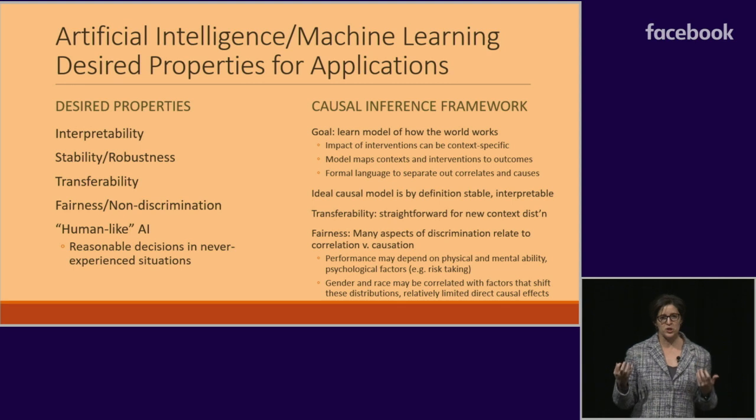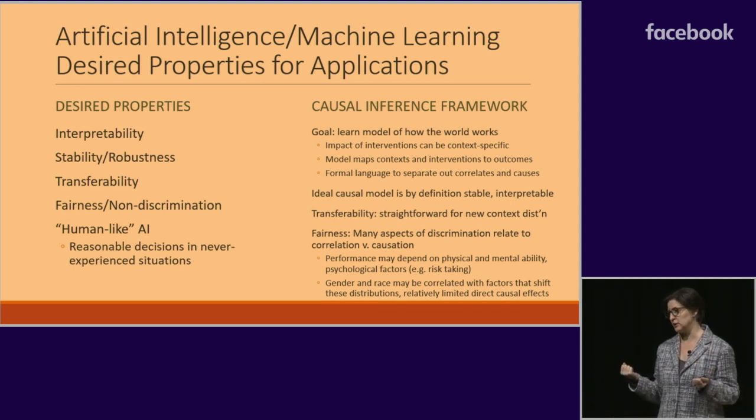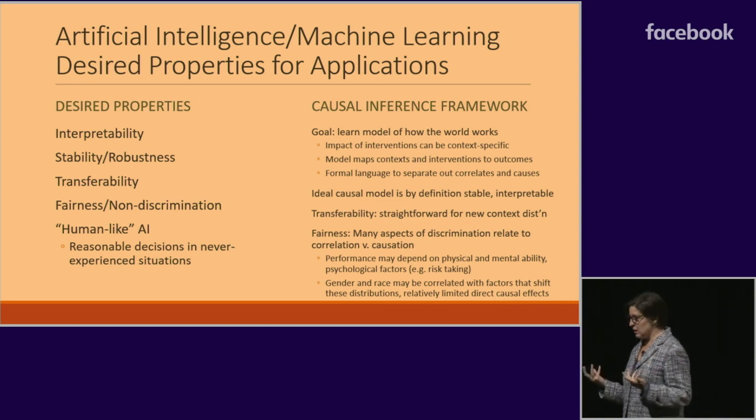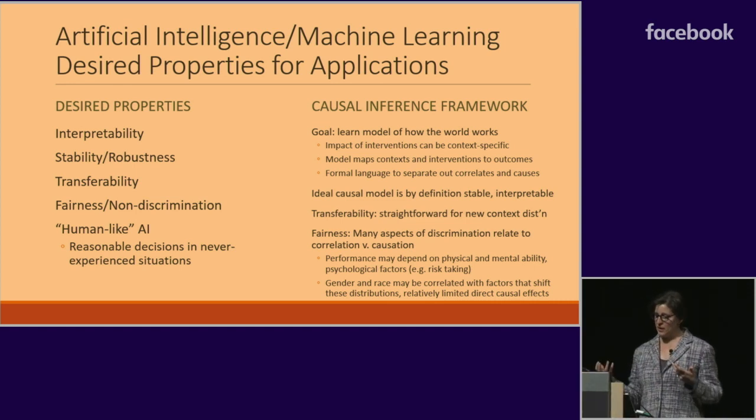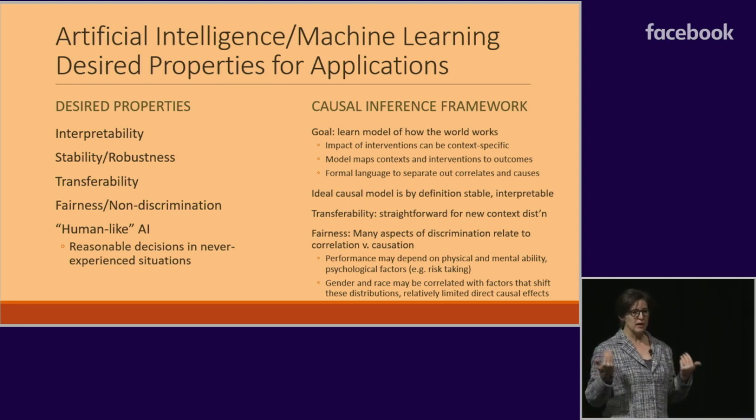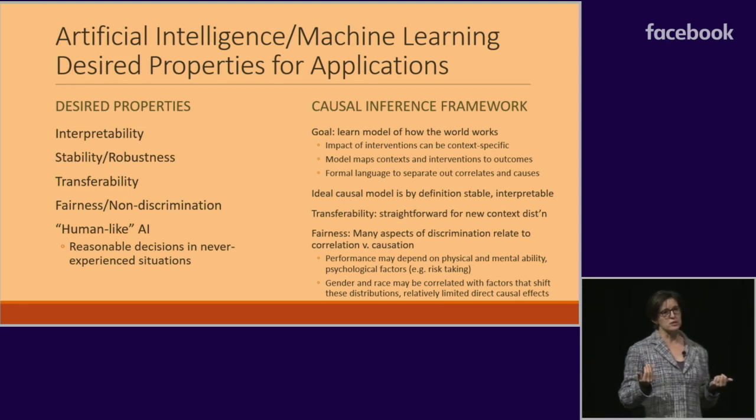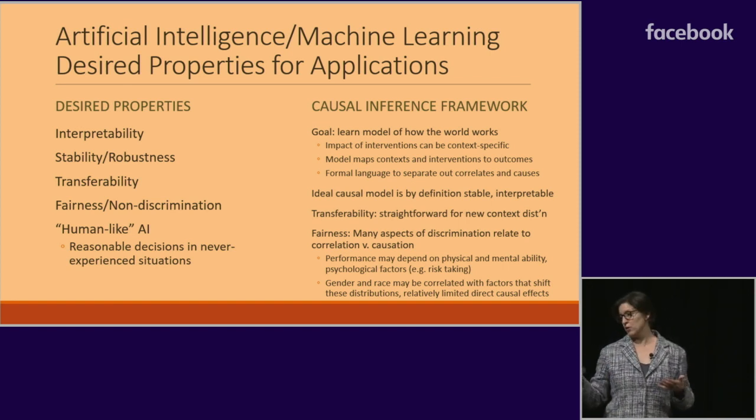And one of our missions is to create more human-like artificial intelligence. But to me, what does it mean to be human-like? One big aspect is that you're going to make reasonable inferences, reasonable decisions in scenarios that you haven't seen before. And again, that's going to be part of causal inference and counterfactual reasoning.